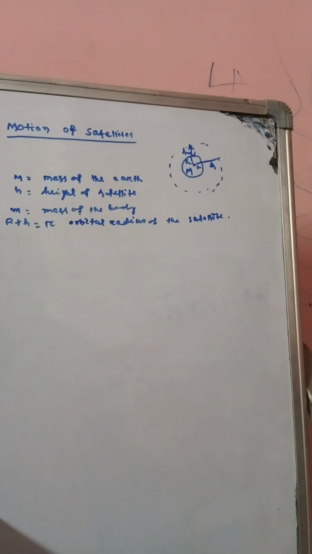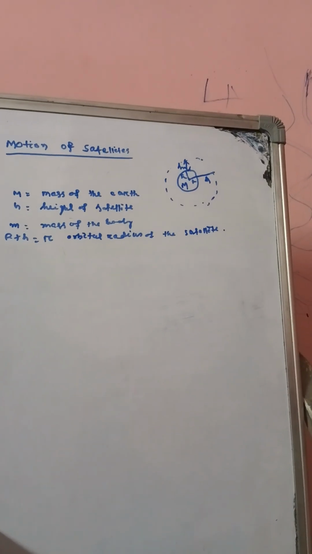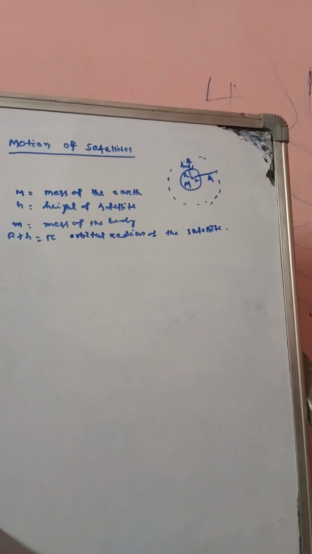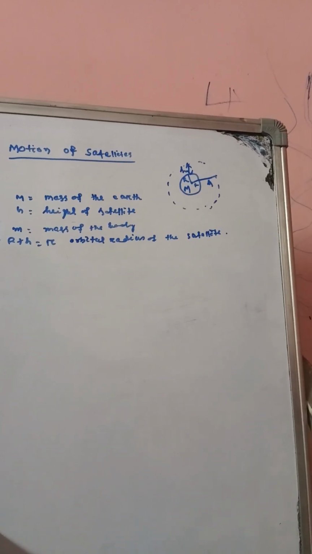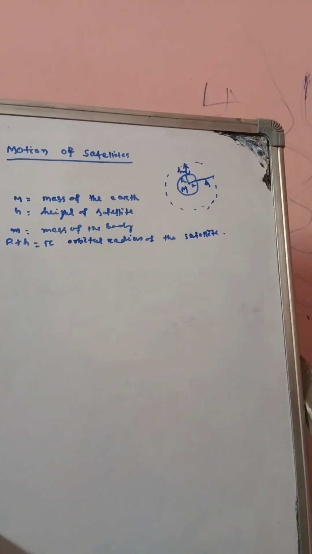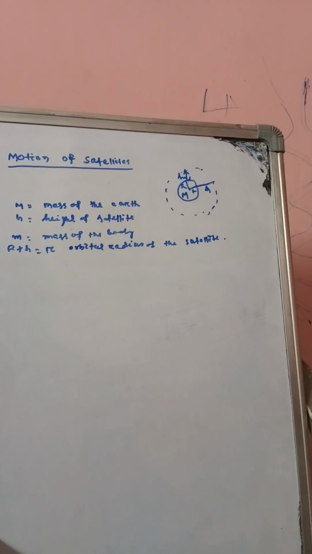Motion of a satellite. When a satellite revolves in a circular orbit around the Earth, a centripetal force acts upon the satellite. This is the gravitational force exerted by the Earth on the satellite.